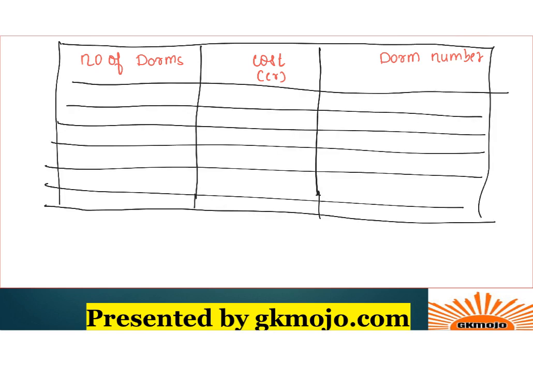First is the number of DOMs. Second would be the cost, this would be in crores, and the third would be the DOM number. So number of DOMs and DOM number are different things. I hope you understood that. Now the table is ready and we can fill the values. The number of DOMs can be taken from the graph. So let us first input the cost. The cost was 1 crore, 2 crores, 3 crores, 4 crores, 5 crores and 6 crores.